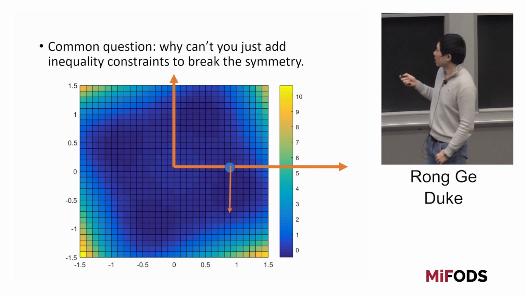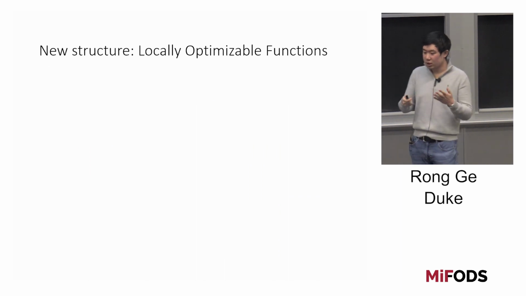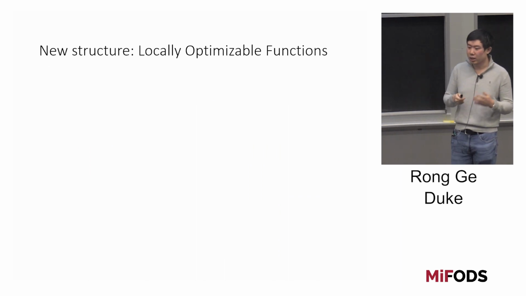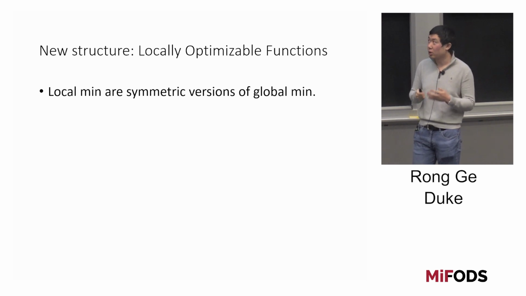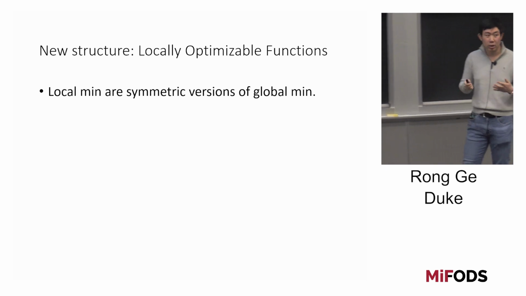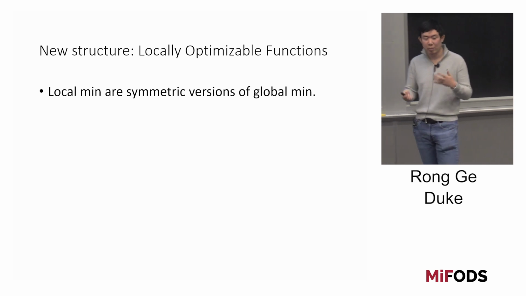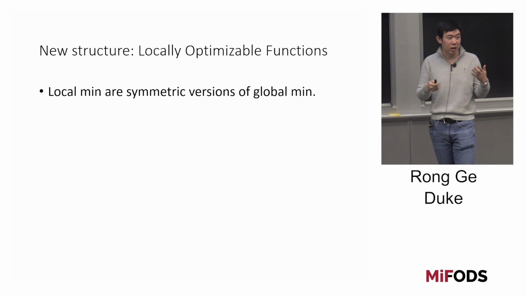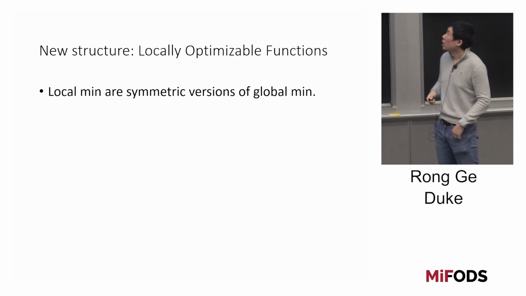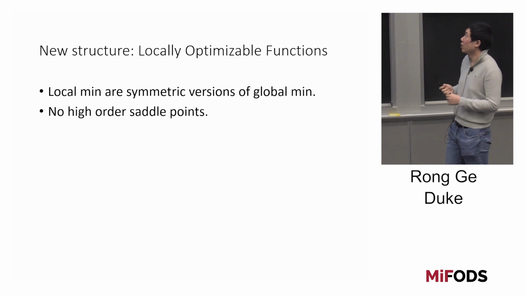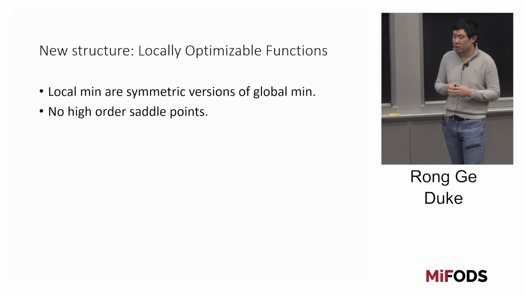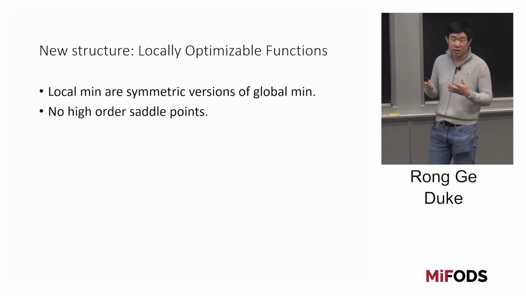Okay, so let's continue. So this is the kind of new structure that we are going to look at. And I will call functions that satisfy this kind of new structure locally optimizable functions. So more precisely, for locally optimizable functions, their local minima are all symmetric versions of the global minimum. What is the symmetric group really depends on what is the problem that you are looking at. And there's another technical condition that we need in order for you to be actually able to optimize these functions. So that's to say that the functions do not have any high-order saddle points. So this is something that's usually satisfied.